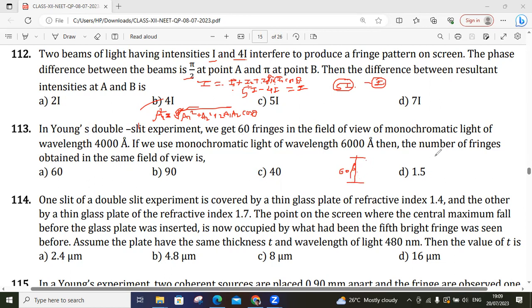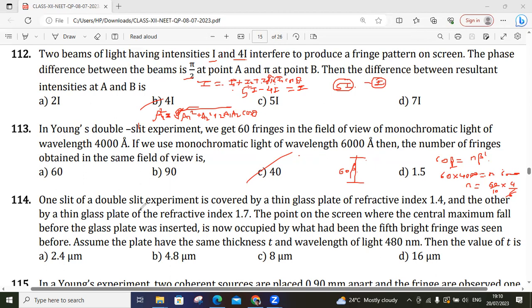Suppose n beta. Then 60 beta is equal to n beta dash, because beta will change when I change lambda. So 60 into beta, and beta is lambda D by d, where D is not changing, so only lambda matters. Earlier lambda was 4000 angstrom when it was 60, and now we are using 6000 angstrom. So the zeros cancel, and n will become 60 into 4 by 6, which is 40. 113 is C.